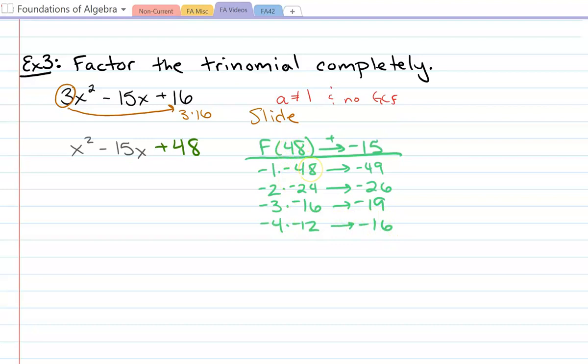5 doesn't go into 48, but 6 does. So we get negative 6 times negative 8. Uh-oh. That adds to negative 14. Is our math wrong? No, our math is fine. Did we forget a factor pair? No, our factor pairs are fine. So this would be not factorable, otherwise known as prime.